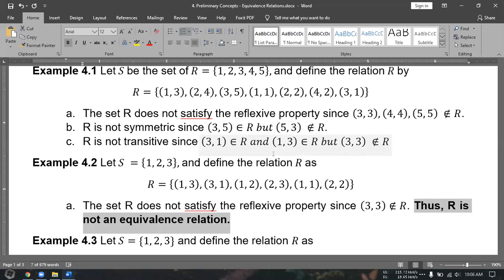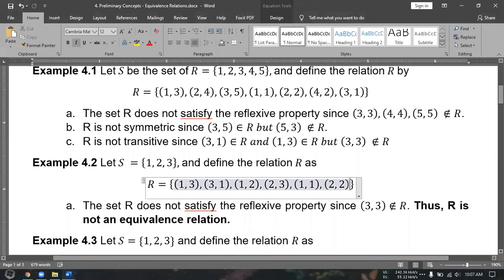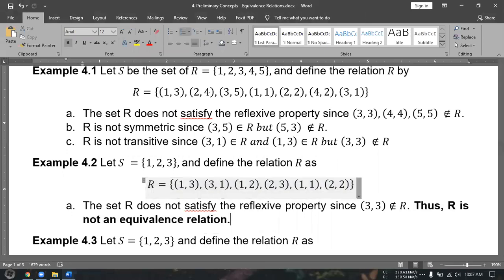Yes, Tijel? Are you trying to say something? Repeat, ulit. Sir, what if po, kung nasa given yung 3, 3. Okay, test natin. Sige. Gawa tayo ng another relation.